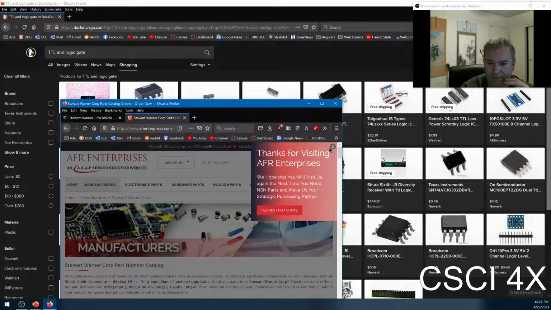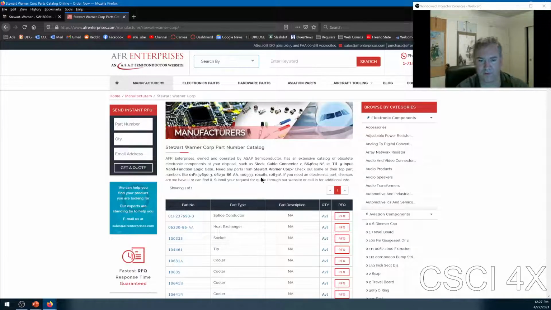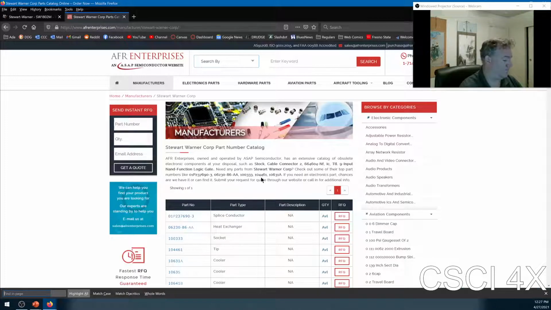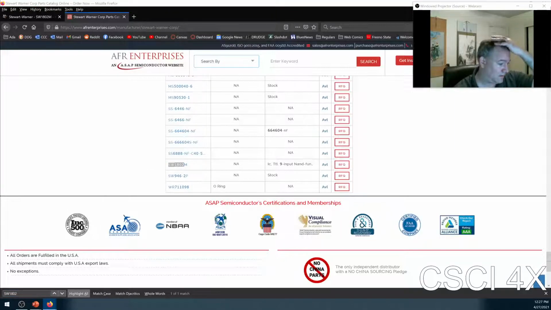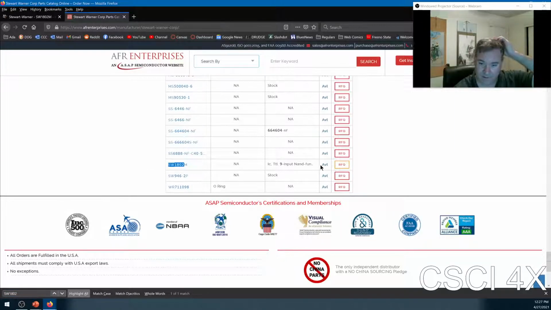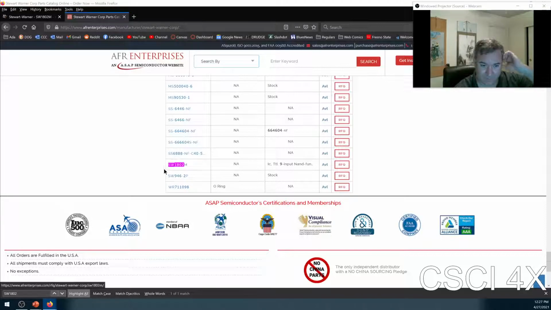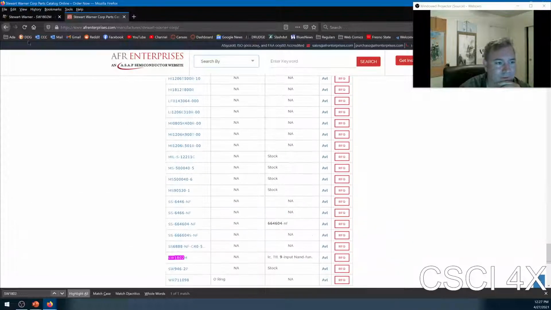I hate these interstitial ads. They're so annoying. All right. I just want this circuit diagram, dude. Come on, seriously.